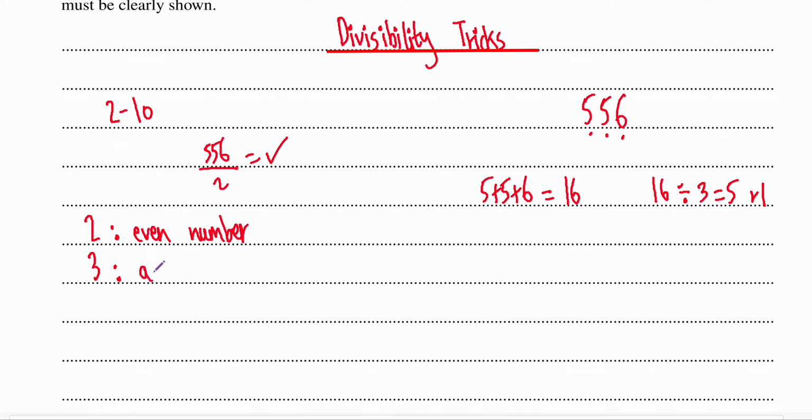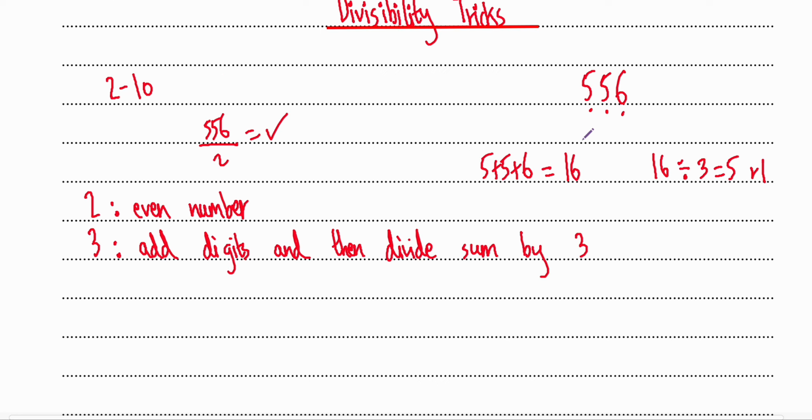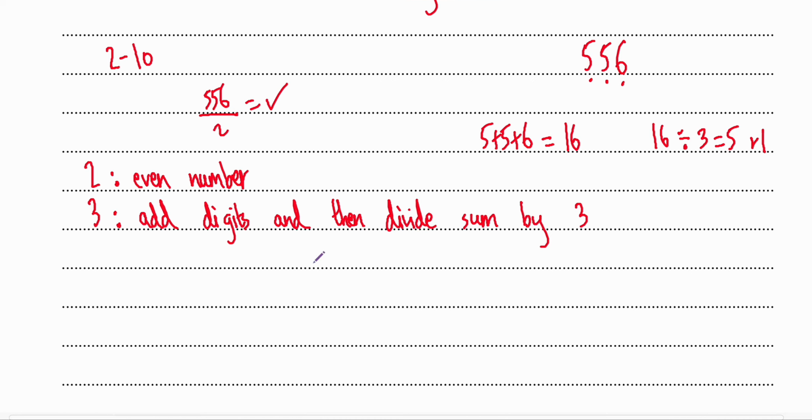So what you do for 3 is you add the digits and then divide the sum by 3. You can check this for this number and you will see that it's true. This is a small number, so it's easy to check. But let's say I give you an insanely big number, like in the millions. Even if you add up all the digits, you will still end up getting something like 50-something, and then you can check if that's divisible by 3.